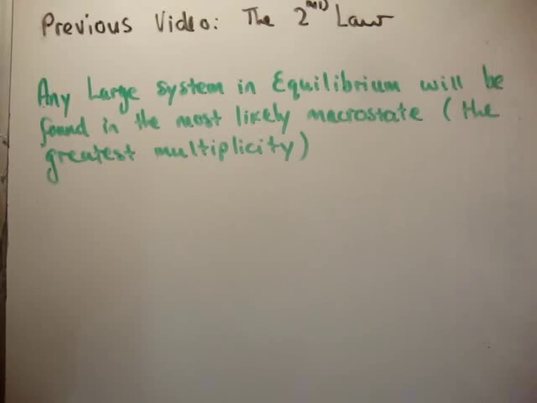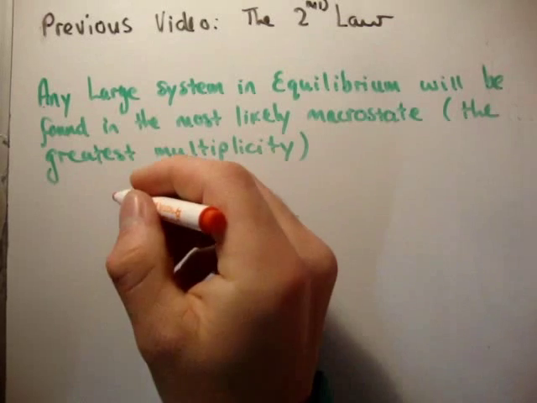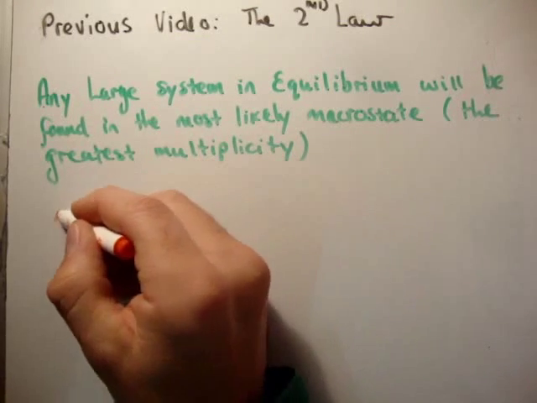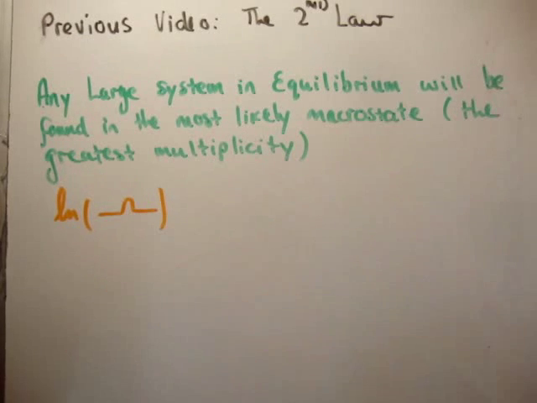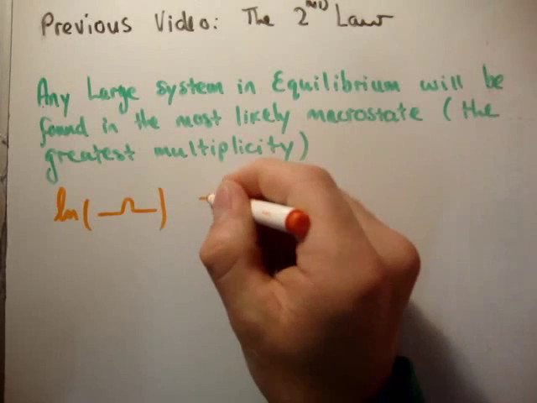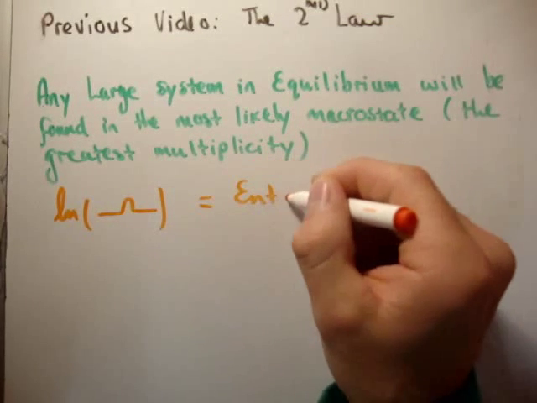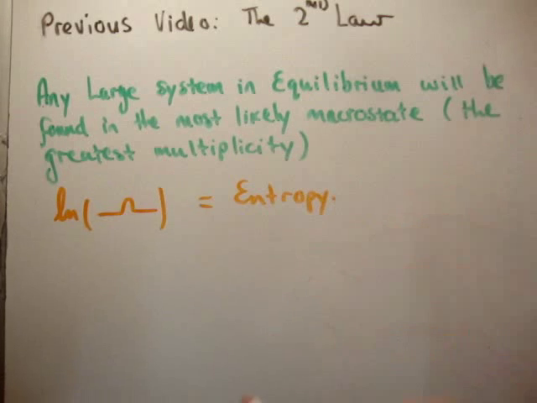Well, we immediately try and take a logarithm. So let's say we have our multiplicity, and I take the logarithm of our multiplicity. That turns an extraordinarily large number into an ordinary large number. So we're going to define this as being the entropy: the natural logarithm of the multiplicity function. That's it. Nothing more.